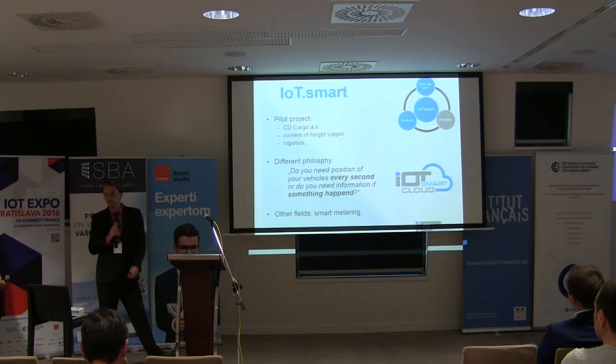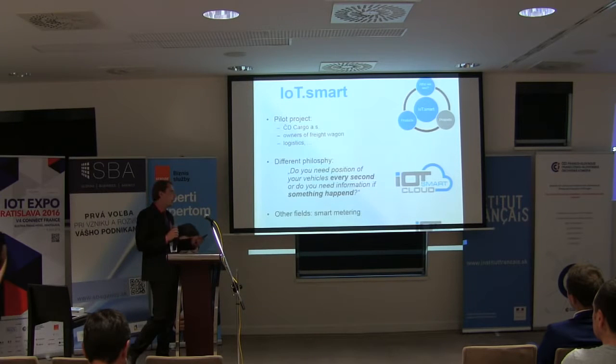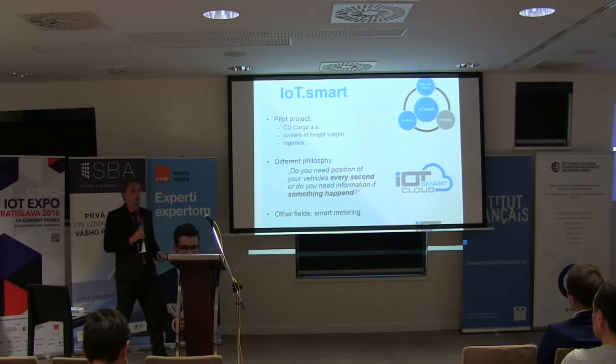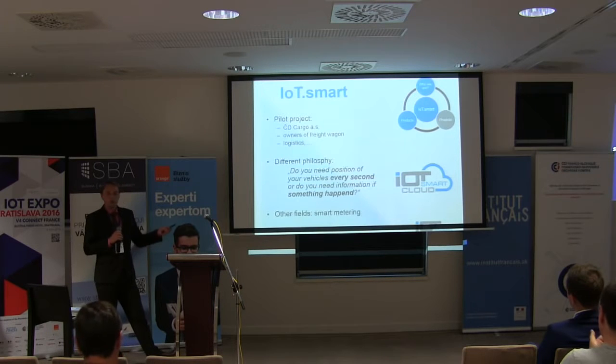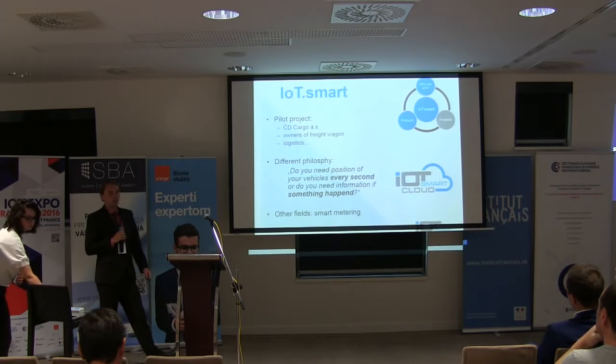What we would like to change about smart tracking is the philosophy, because in our experience, you don't need the position of your vehicle every second. What you exactly need is to know if something happens, like if your lorry is stuck in a jam or has an accident, and that is the way we program and how we achieve such a long battery life. Also, we are open to cooperating in other fields like smart metering.